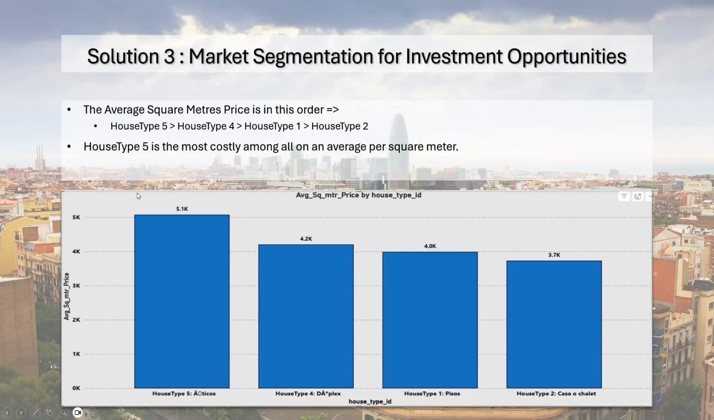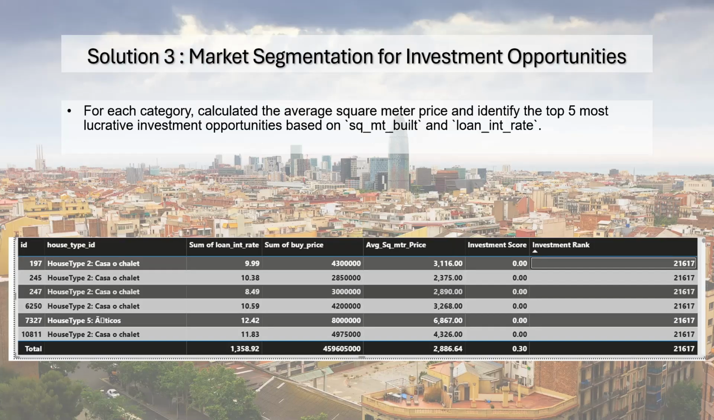Here you can see this. Market segmentation is done on the house type ID. Here you can see that the number of house type 5 is the most, which is 5,000. Then house type 4, then 1, and in the end house type 2. House type 5 is the most costly among all on average per square meter. This is the observation from this data.